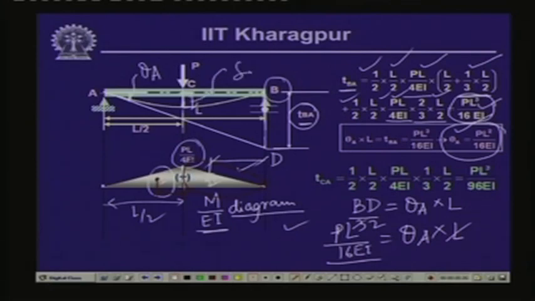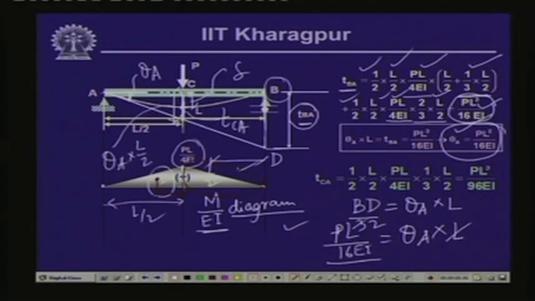Now, if we like to compute delta, how do we do that? At this particular point, again we compute the tangential deviation of this point with reference to the tangent drawn at A, and this distance we call TCA, the tangential deviation of point C with respect to the tangent drawn at A. The whole distance from this center to this particular point, we can get as this length equal to theta A multiplied by L by 2.